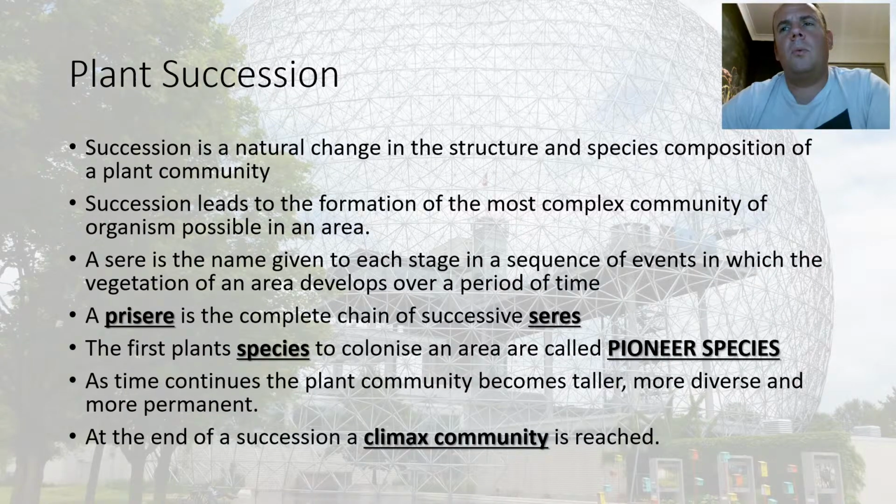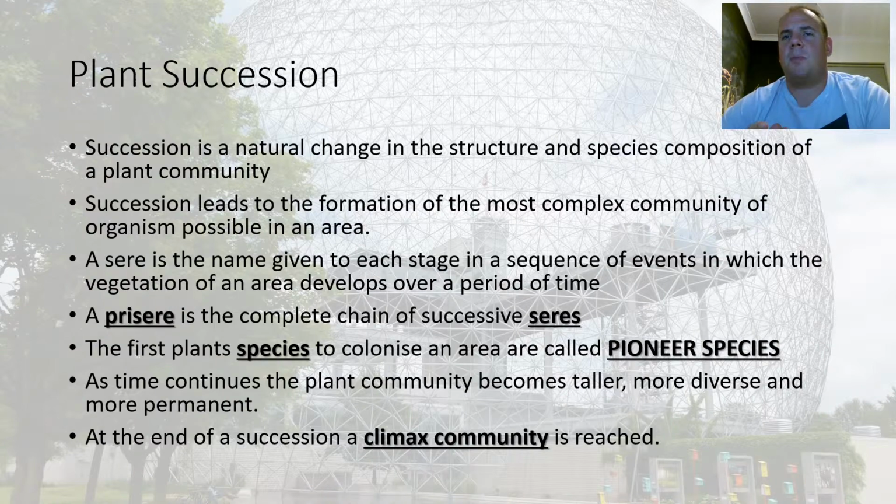So when vegetation does change and develop, there's a series of events that take place. Succession is a natural change in the structure and species composition of a plant community. Succession leads to the formation of the most complex community of organisms possible in an area. A sere is the name given to each stage in a sequence of events in which the vegetation of an area develops over a period of time. A prisere is a complete chain of successive seres.